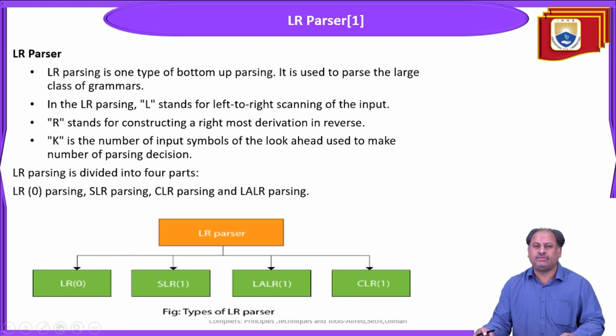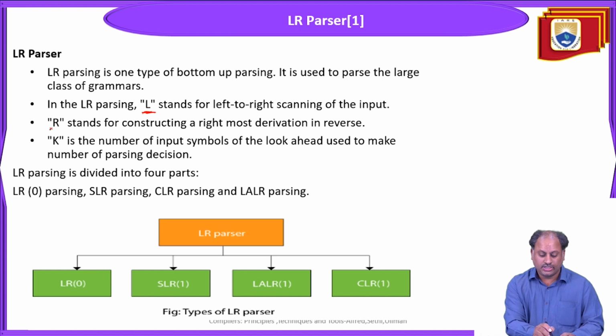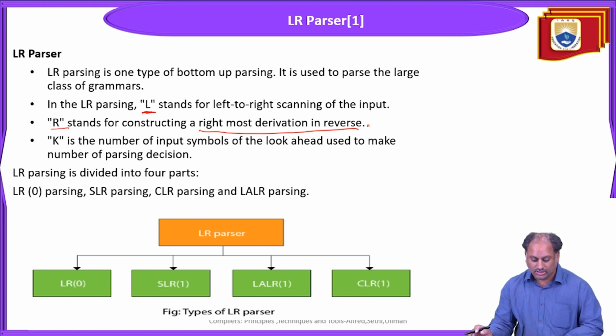Let us see various types of parsers. Previously we know that LR parser is one of the types in the case of parsing mechanisms. Here L is considered as left to right, scanning the input from left to right, whereas R stands for rightmost derivation in reverse.